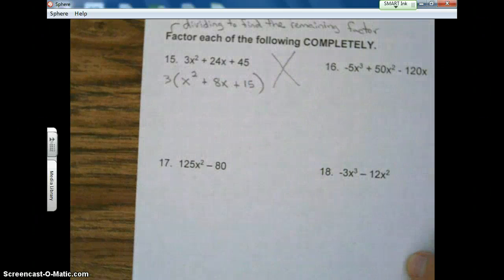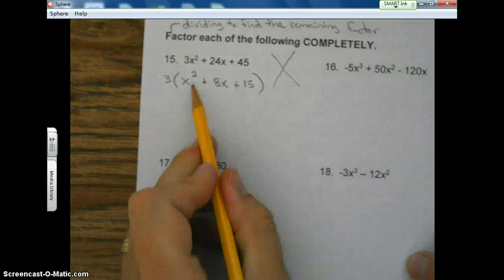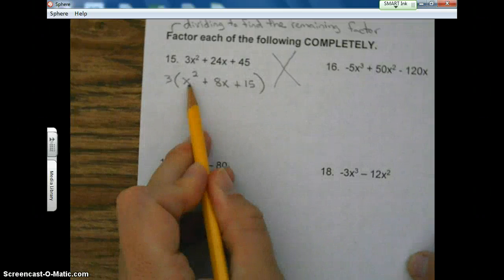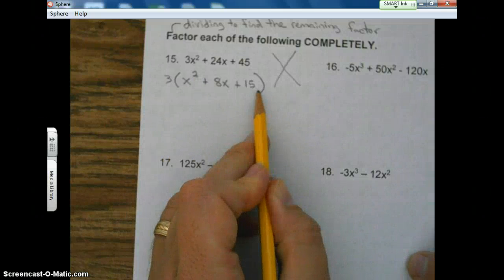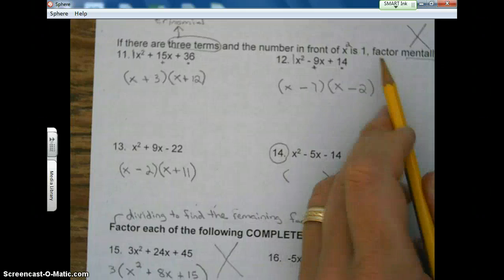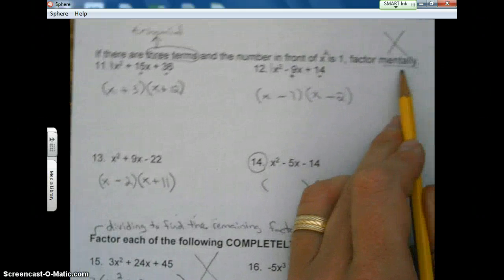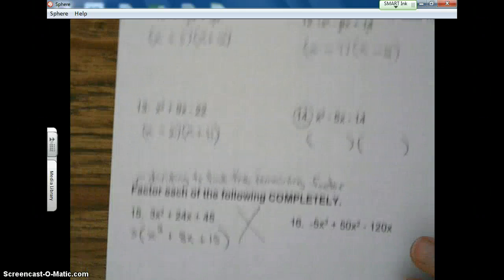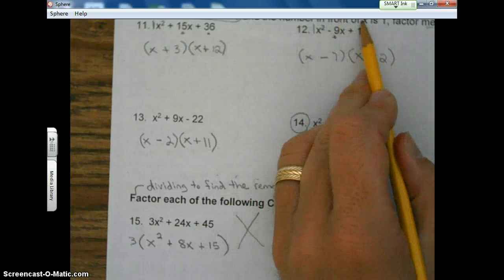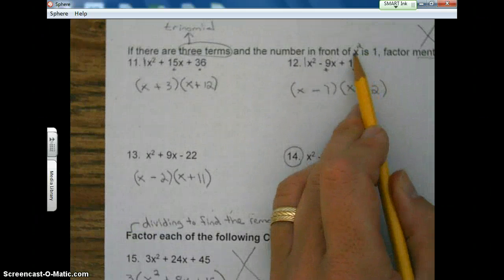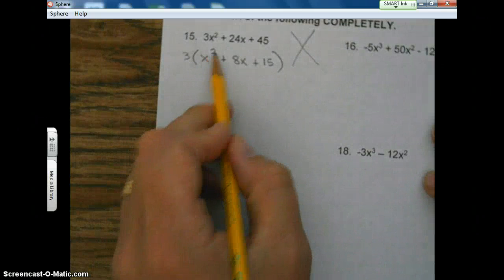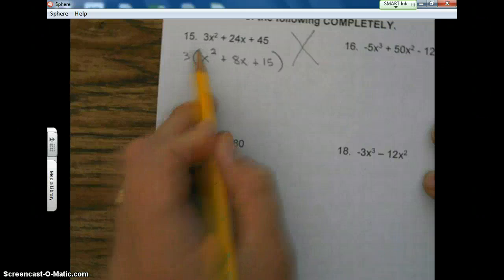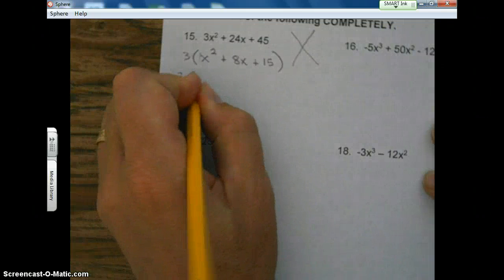Now, you might think you're done, but you're not. Notice what's remaining. We still have a quadratic. It's 3 terms. Hey, let's try factoring mentally. Why? Well, the number in front of x squared is 1. Is that true here? The number in front of the x squared is 1? Yep, it's a 1. So let's try factoring mentally.